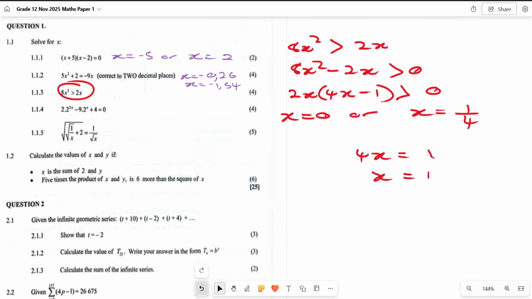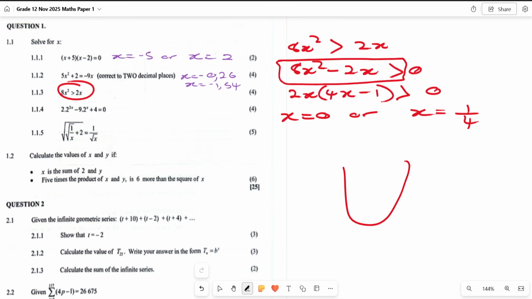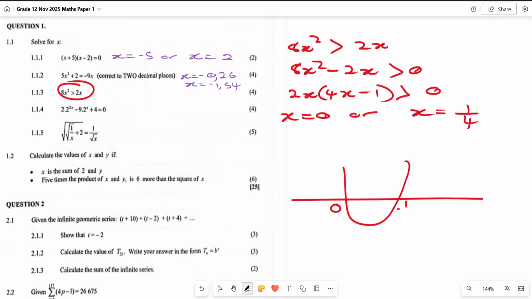Just like that. Okay, so now what we need to do is to find out our values. Just draw a parabola, that shape, because our equation there is positive. We have positive 8x squared, so that's why it's a happy face. Just draw a horizontal line there. The smallest number is 0, we put that there. Then 1 over 4, we do that.